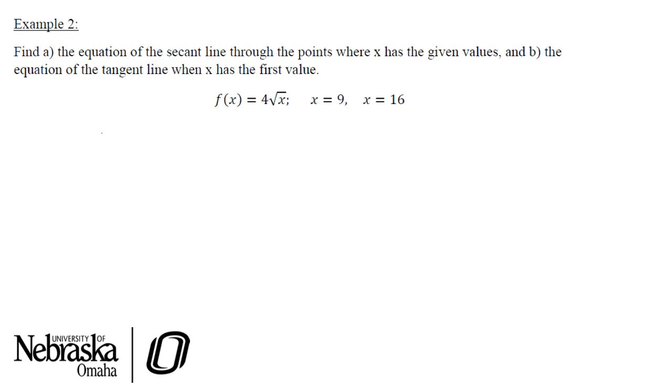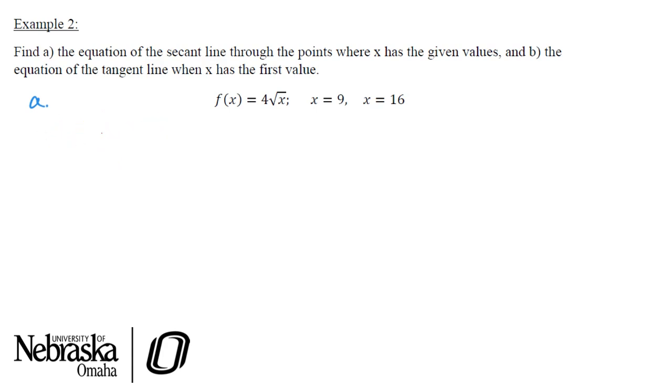Example 2. Find the equation of the secant line through the points where x has the given values and the equation of the tangent line where x has the first value. Okay, so for part A, we're looking for the equation of the secant line, which is f of x plus h minus f of x over h. Now I realize at this point that we didn't define what might make more sense when you're looking at this problem, okay? So let's actually substitute this.